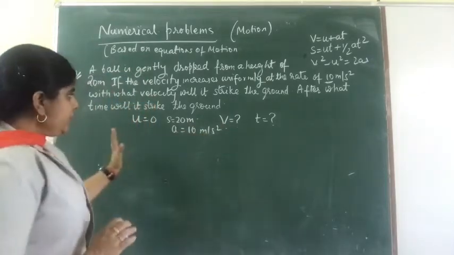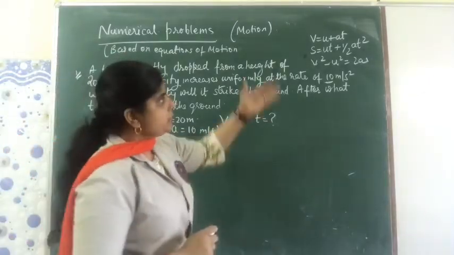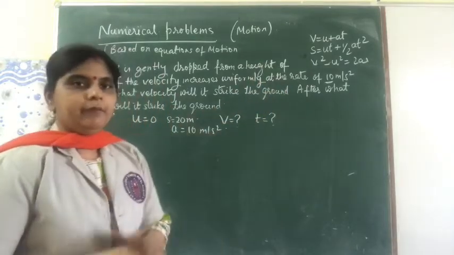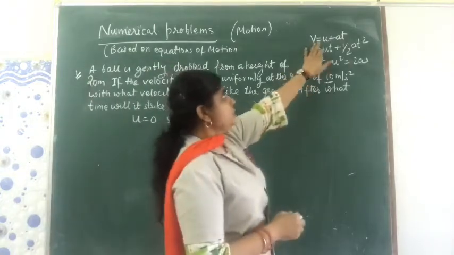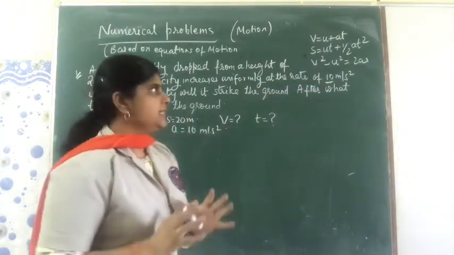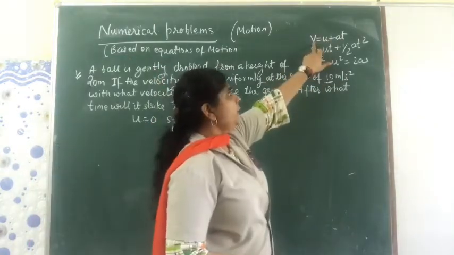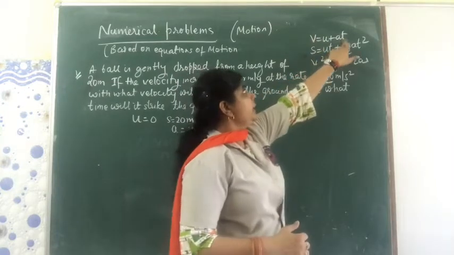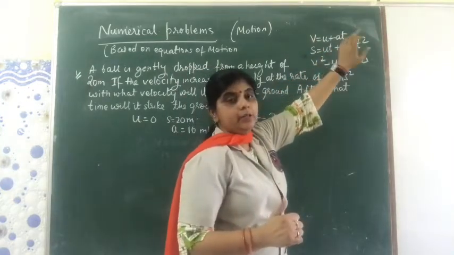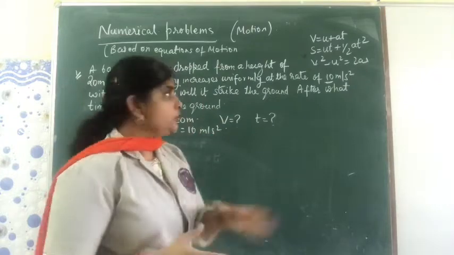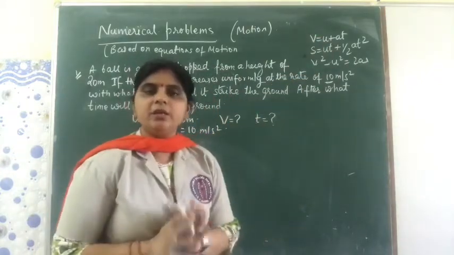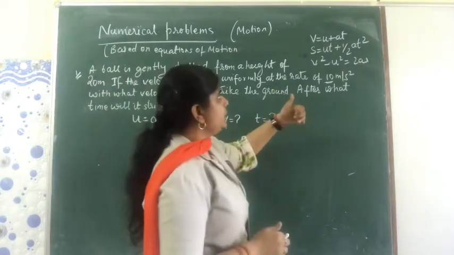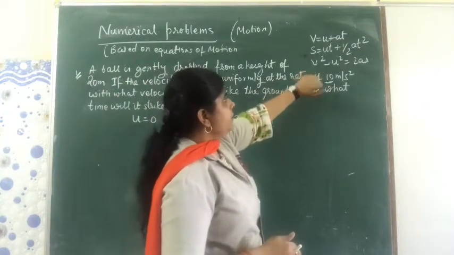Next, when I know all these things, I have to select one equation, right? So children, let us start. Suppose I want to use the first equation, v is equal to u plus at. In this equation, v I do not know, t I do not know, right? So how can I use this equation to solve? In one linear equation, only one variable we can solve. So I go for the next equation.